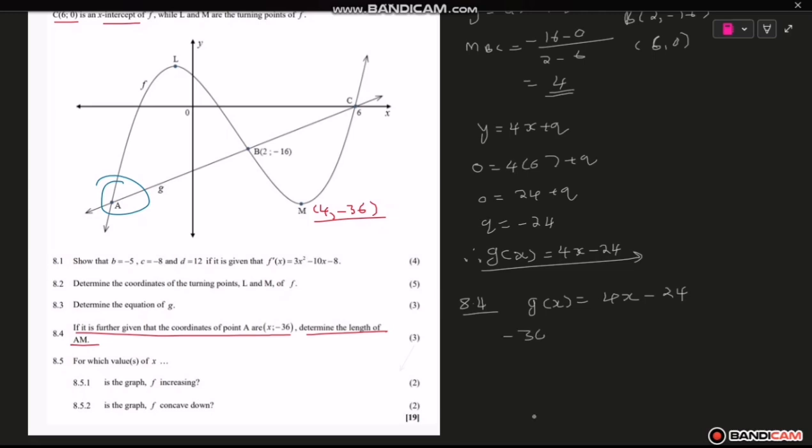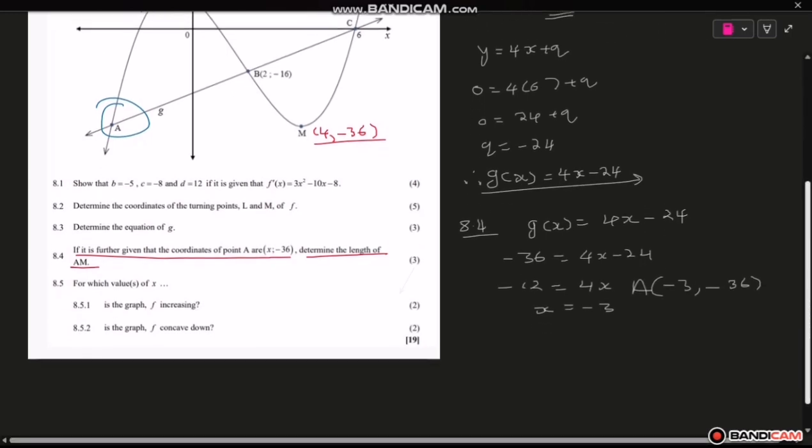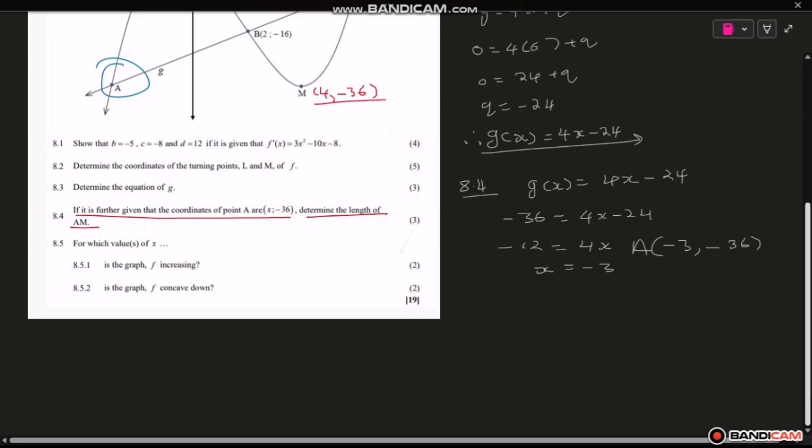We know that y, negative 36, equals 4x minus 24, because we're solving for x. Therefore, negative 36 plus 24, we're going to have negative 12 equals 4x. Then we solve for x. x equals negative 3. Then the coordinates of A are negative 3, negative 36, and this is point A. We do have the coordinates of M.